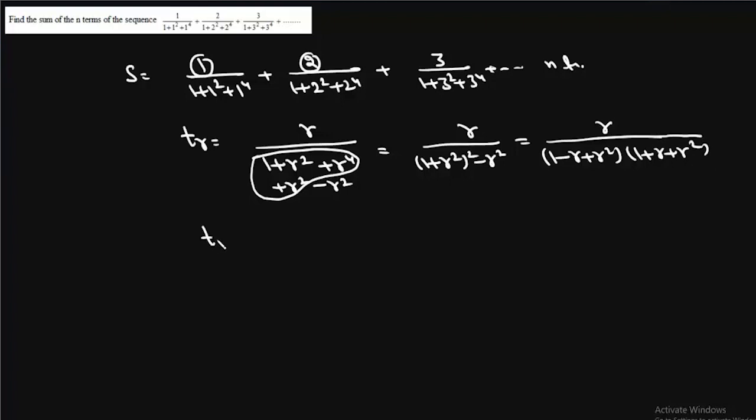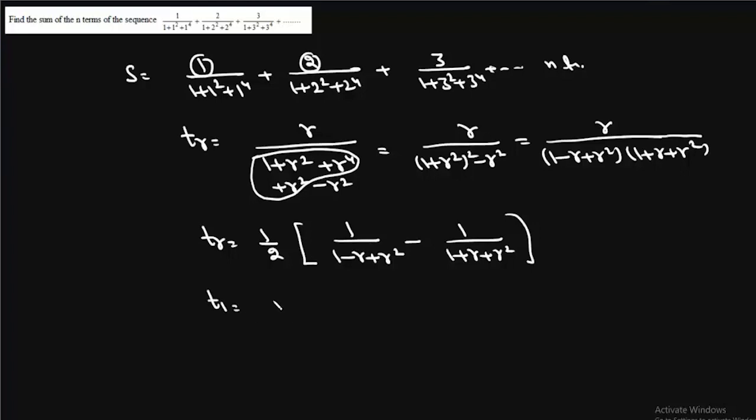So we can write this as Tr, and this is 1 by 2 into 1 upon 1 minus r plus r square minus 1 upon 1 plus r plus r square. Now here this 1 plus r plus r square will cancel, and the 2 and 2 will cancel, so we'll get the same term. Now our first term will be 1 by 2, and if we put r as 1, it will be 1 upon 1, minus, if we put r as 1, it will be 1 by 3.